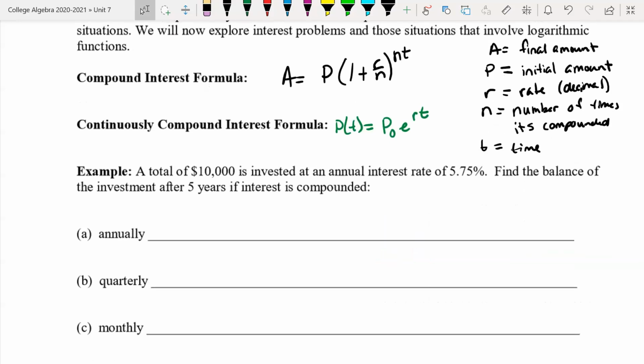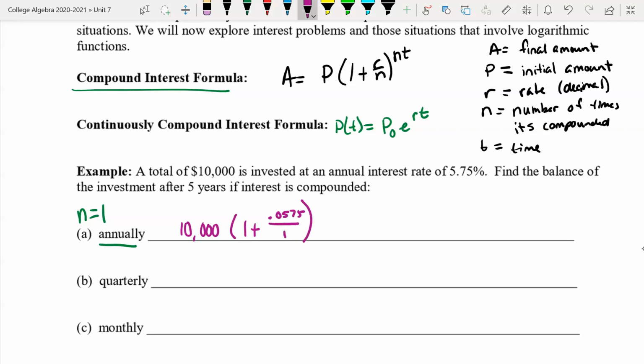So it says a total of $10,000 is invested at an annual interest rate of 5.75%. Find the balance of the investment after 5 years. So annually, the big thing here is that we're going to use the compound interest formula, but annually means N is 1. So I'm going to take $10,000 times 1 plus my rate as a decimal, 0.0575, divided by 1, and then 1 times 5 to give me my time.